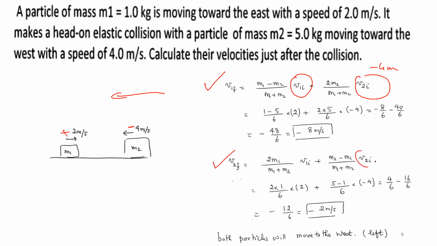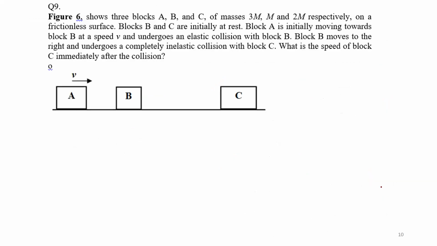Okay, I do the same. This is minus 4, as you can see, and this is plus 2. And I just apply the formulas, and I see. Okay. So when I calculate, I find for the first particle minus 8 meters per second. That's the final velocity for the first particle. And for the second particle, minus 2 meters per second.